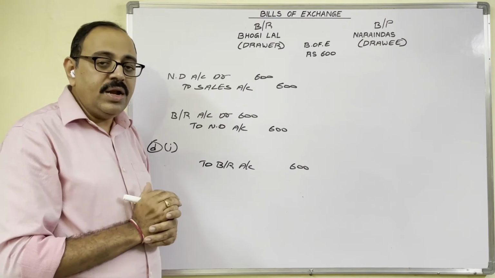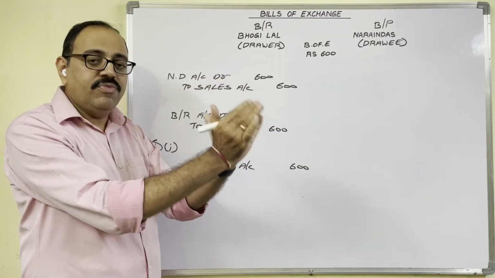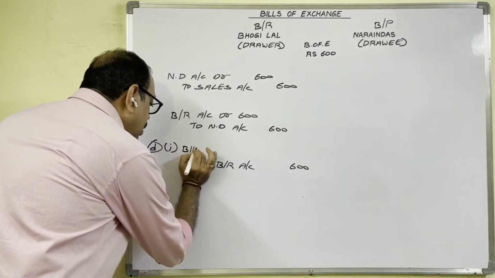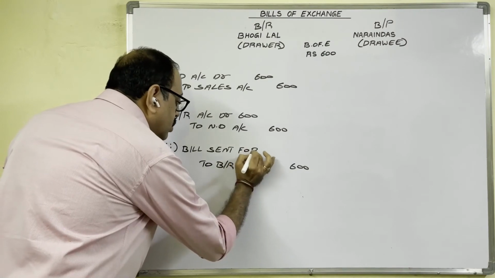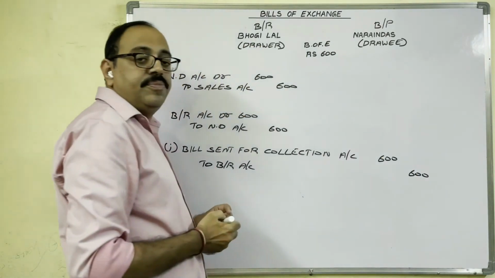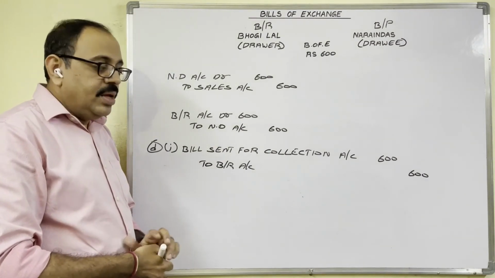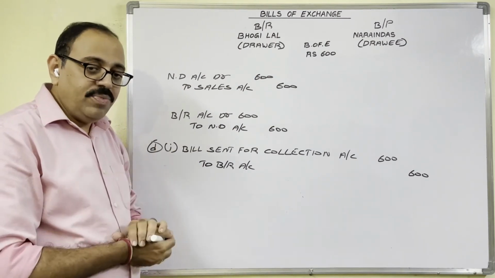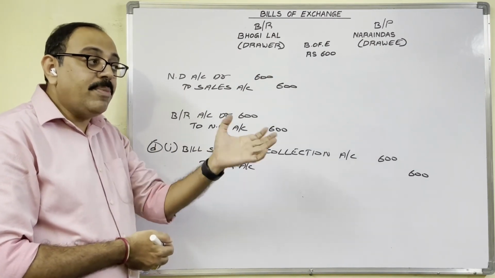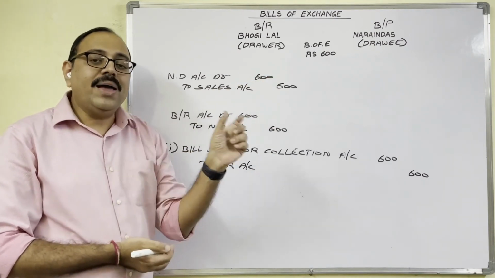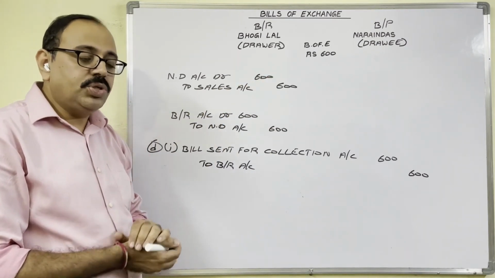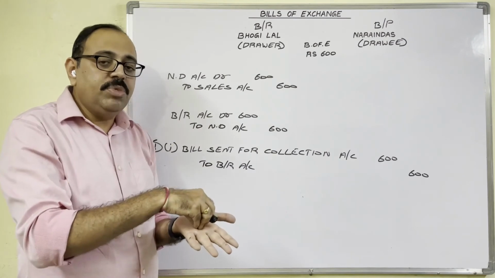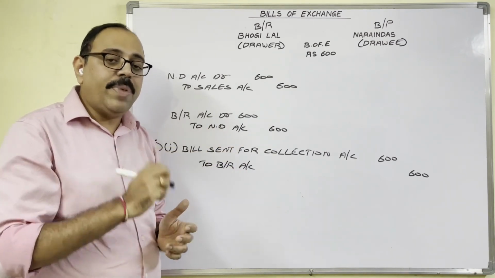But we want to remember that we sent a bill to bank for collection purpose. Therefore, we should debit bill sent for collection account, amount 600 rupees. On the due date, what happened? Bank collected that amount from Narayan Das and that amount is deposited in our account. So on the due date, our bank balance is increasing. Bank account is a personal account. Personal account will debit the receiver, credit the giver. So on the due date, in our account money is deposited, meaning bank is receiving that money. We should debit bank account.